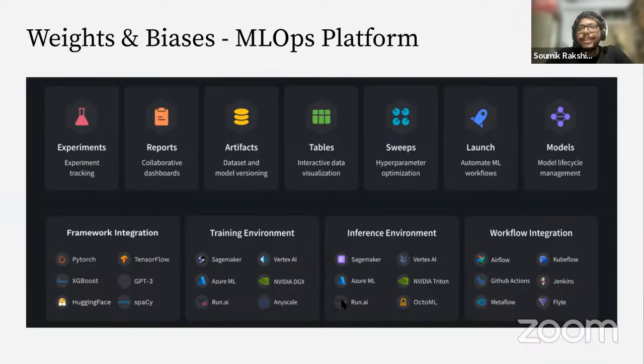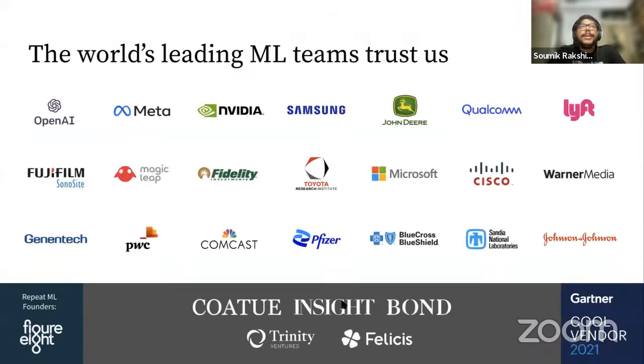And if you're wondering how to use Weights and Biases with any particular ML framework or environment, you can check out our integrations. We are integrated with almost all open source frameworks and libraries that are out there. We are also trusted by the leading ML teams across the globe, including OpenAI, Meta, NVIDIA, and many more.